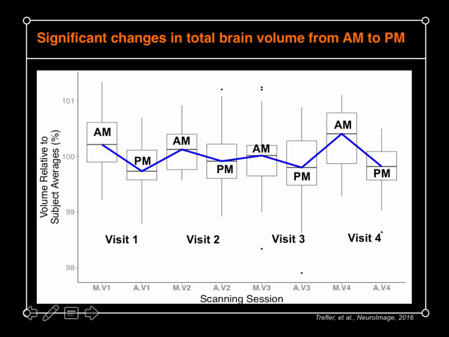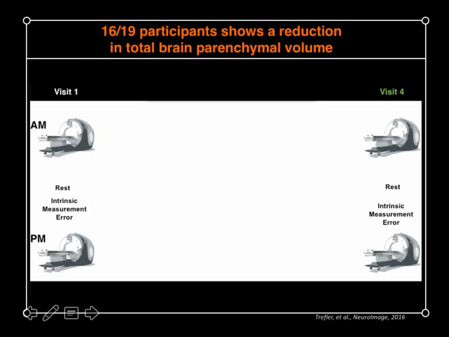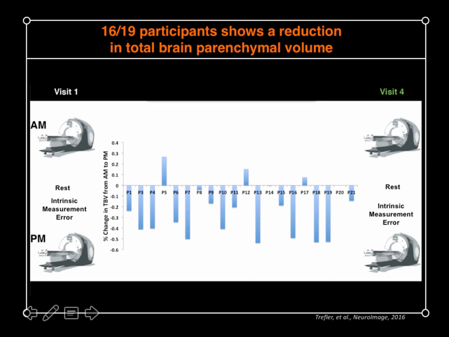And given that this was most obvious in visit 1 and visit 4, when we didn't have any training, we decided to look just at visit 1 and visit 4. And what we found is that roughly 16 out of the 19 participants show a reduction in total brain parenchymal volume. So we call this the time of day effect.